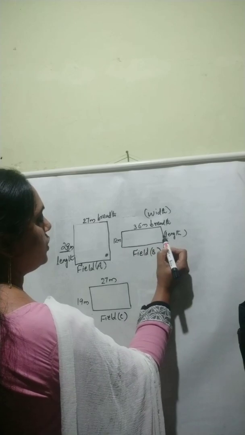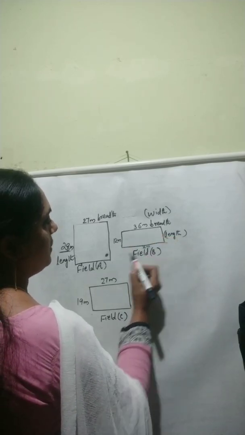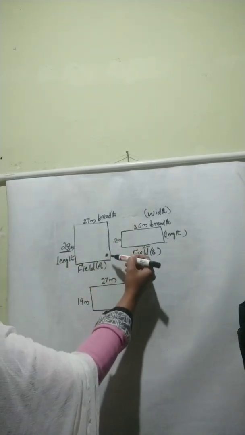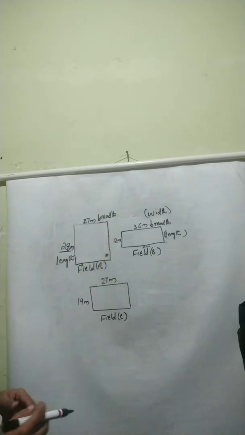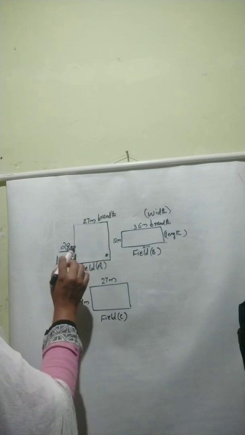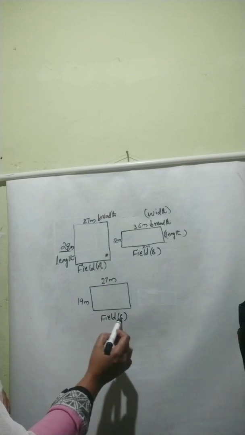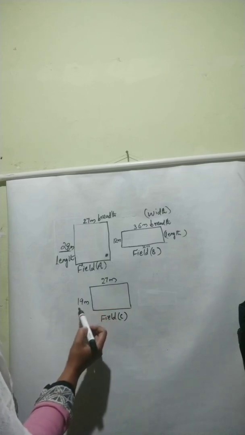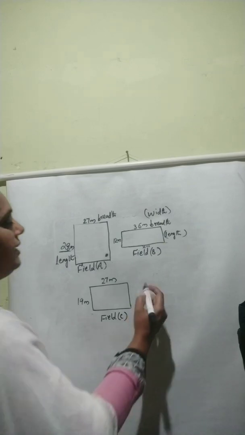So here, what is the length? 12 meter. Here also 12 meter will be there. Here 36 meter. Here also there will be 36 meter. Then here 28 meter. This side also will be 28. Here that is 27 meter. That is the breadth or width. Then 27 for this field A. Then for field C, the breadth or width will be 27 meter and for the length we can take 19 meter.